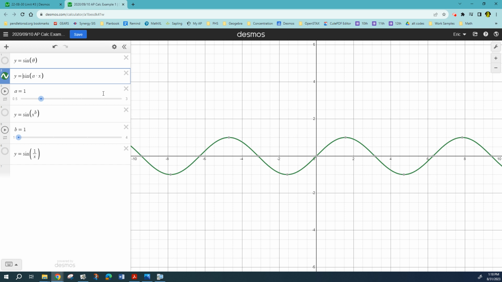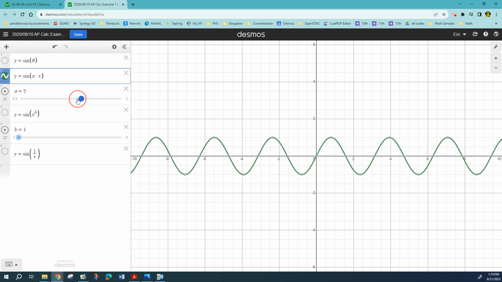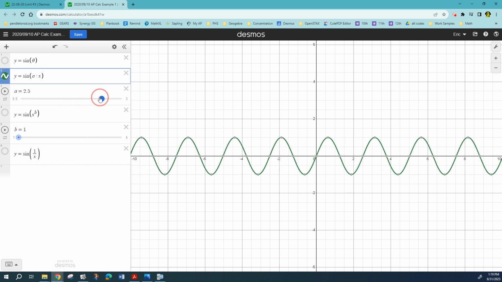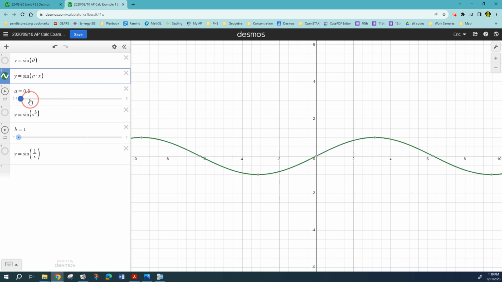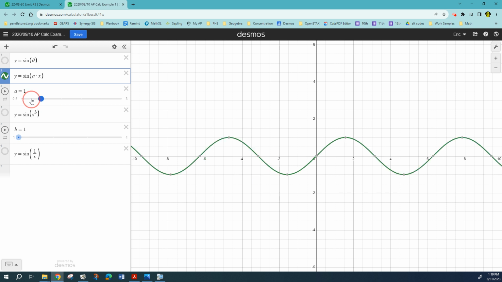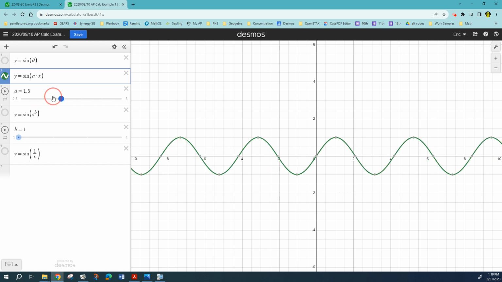See if we can explain it. If I make this a big number, look what happens. It gets squished together. It doesn't get any taller. Just gets squished together. And if I make the number smaller than 1, it gets spread apart. Okay, makes sense? Now, why is that?